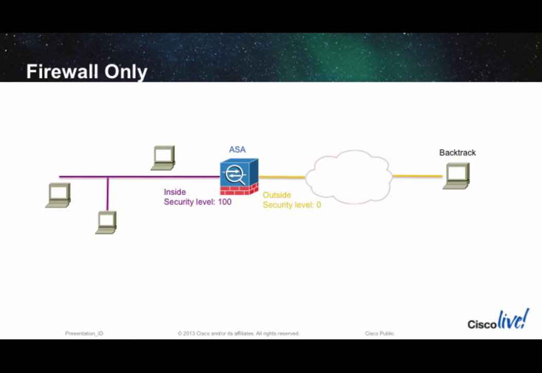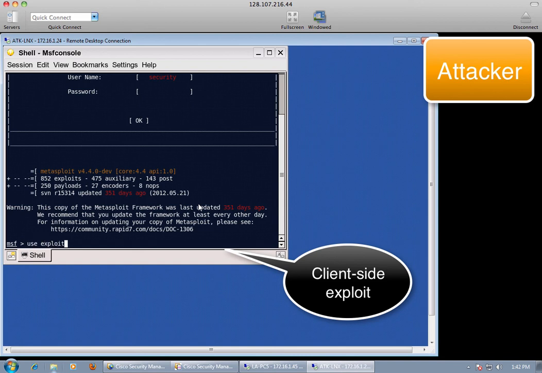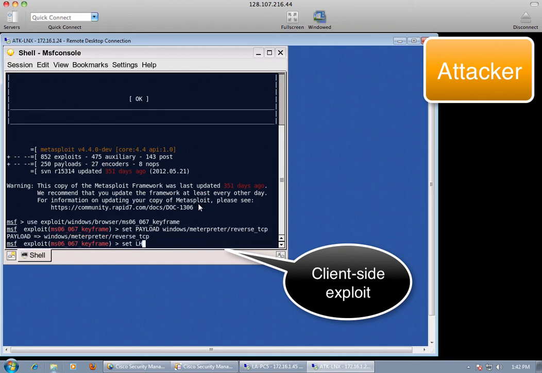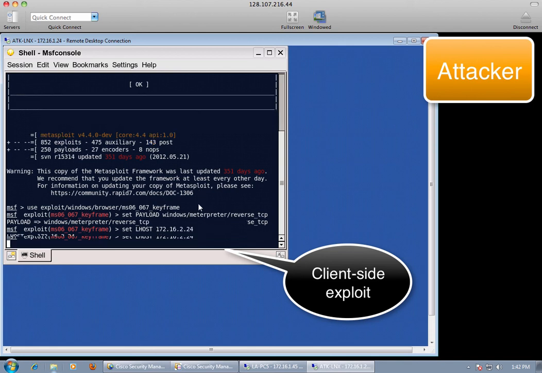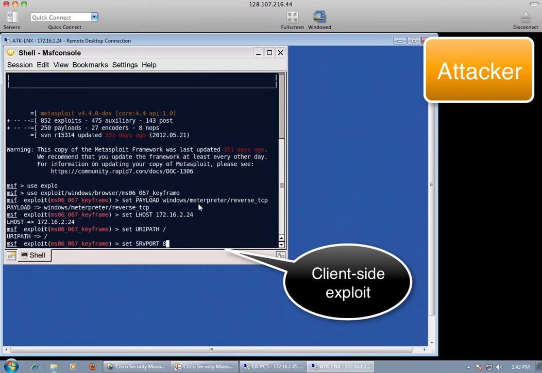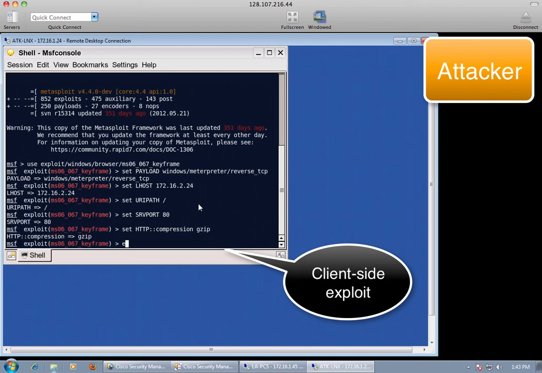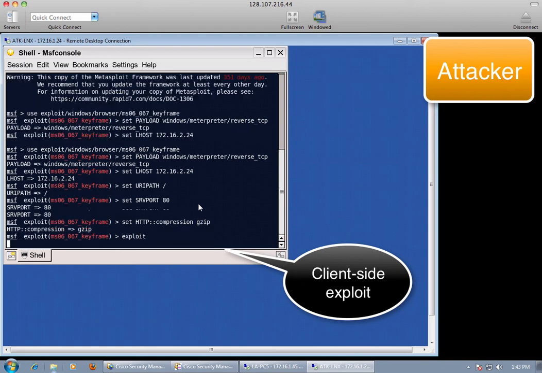On the outside, you can see a host running Backtrack Linux, which will be used by the attacker. Now we are looking at the attacker. He's using Metasploit to launch a client-side attack that exploits a vulnerability in Internet Explorer. In this type of attack, the attacker hosts a web server with malicious code, which is then downloaded to a victim when the victim connects to the web server with a vulnerable browser.